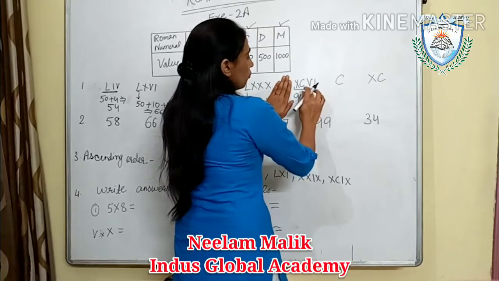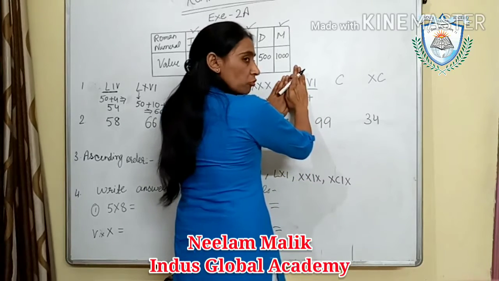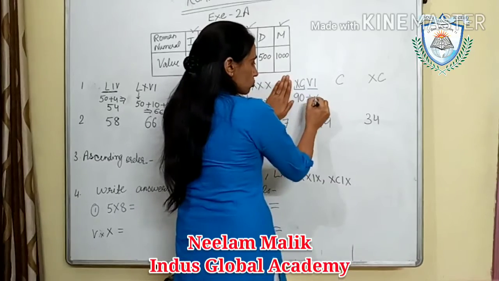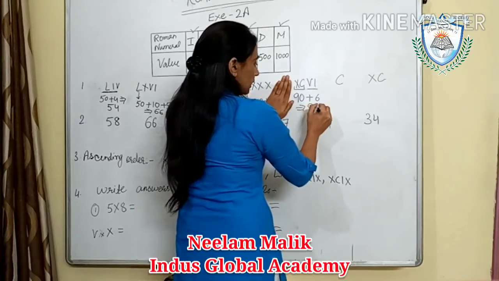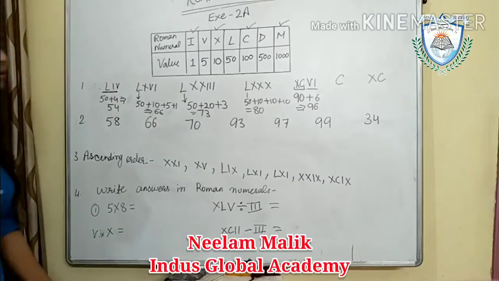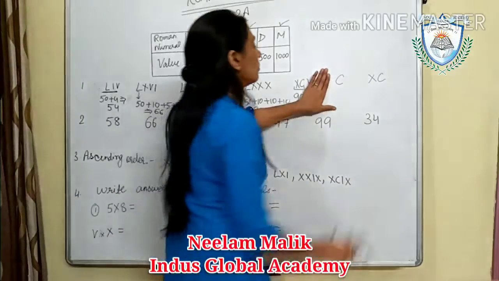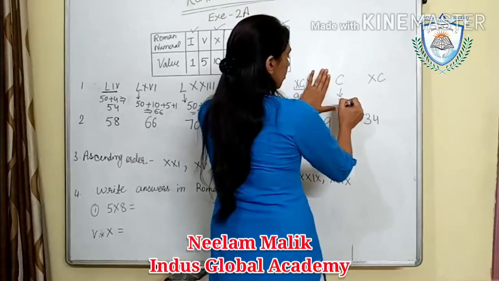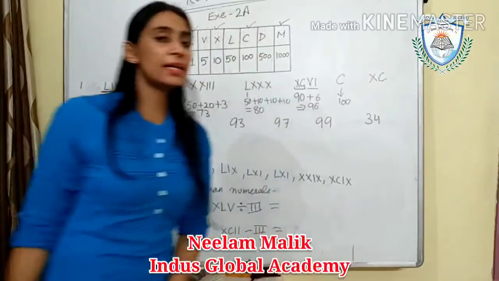Then plus. What is this? This is V and I. This is 6. So this is your 96. This is your 96. Got it? Next is C. C means simply 100. Okay. Next is XC.